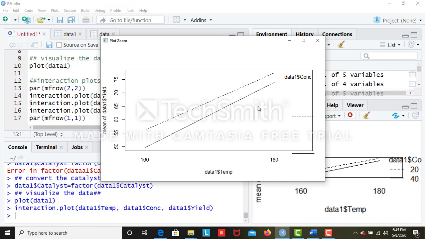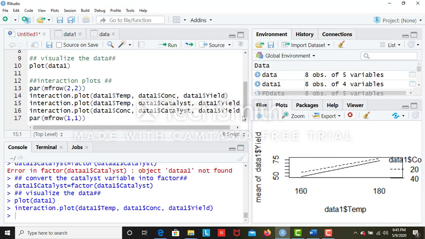And you can see that the lines in the plot do not intersect at any point. As a matter of fact, they are parallel lines and they will never intersect. So this tells us that there is no significant interaction between temperature and concentration. So temperature and concentration do not interact to affect yield. So that is the meaning. So we now look at the next interaction plot.